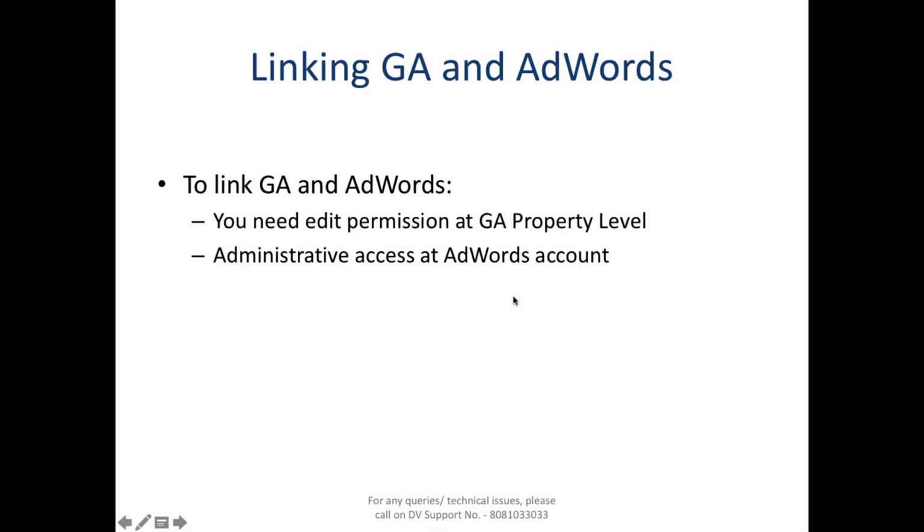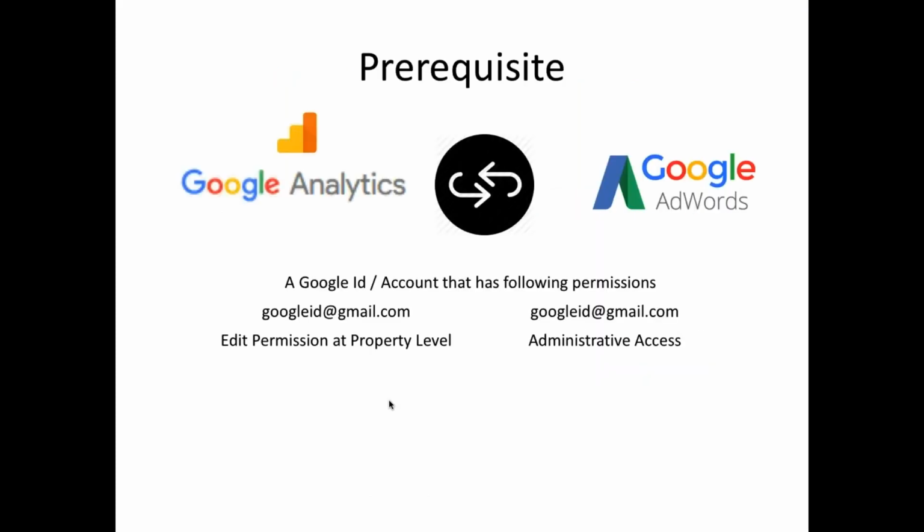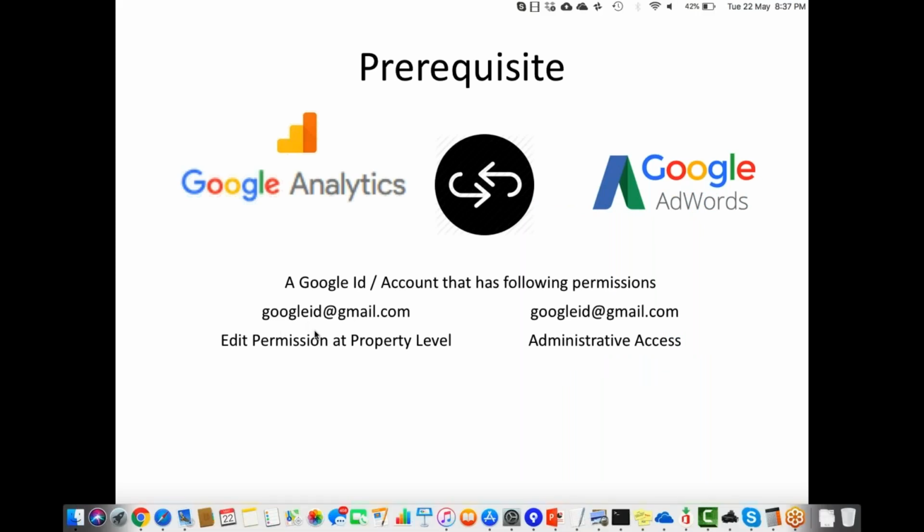This account must have added permission at the Google Analytics property level and administrative access at the AdWords account. So if your Google ID is at gmail.com, as you can see over here, in Google Analytics this ID must have added permission at the property level, not at the view level. If it is at the account level, that's okay, that's going to work. But it must have added permission minimum at the property level. And this ID must be an administrative ID in AdWords.